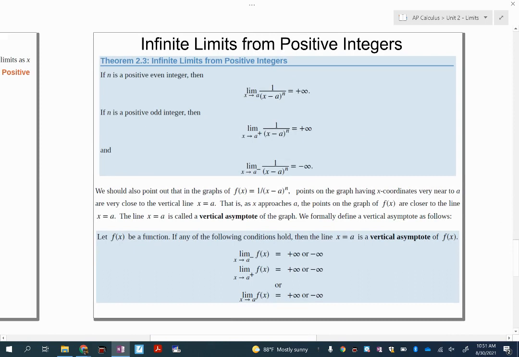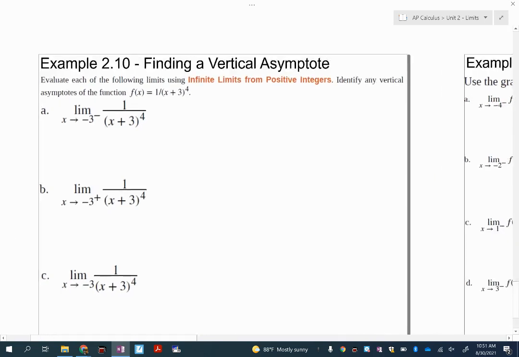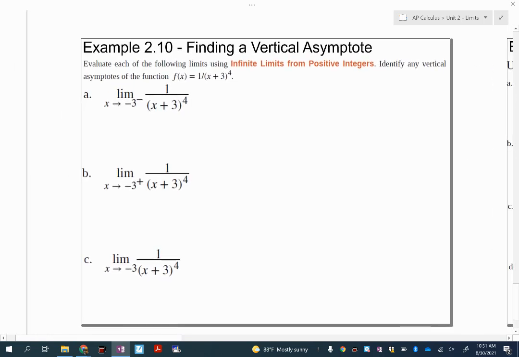Now, the whole point of doing this is to show you that mathematically we can use limits to define where we have vertical asymptotes. If you have a limit as x approaches any number a from the left or from the right, and your values equal infinity or negative infinity, or your limit as x approaches a of the function is infinity or negative infinity, then we have a vertical asymptote at x equals a. So let me show you here.